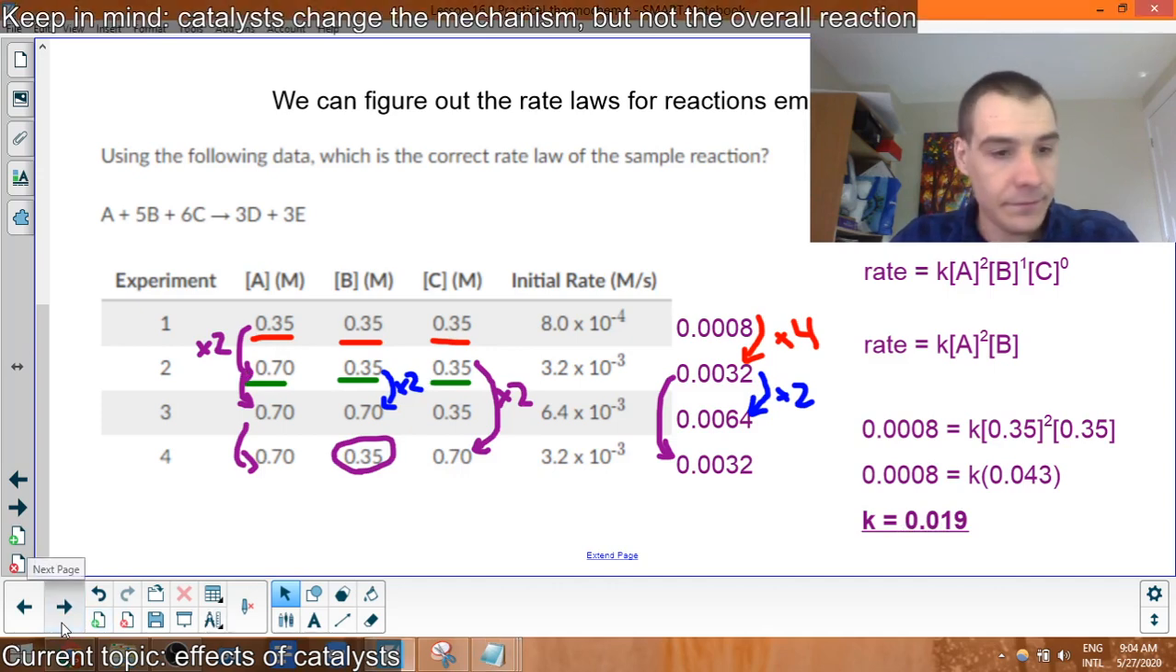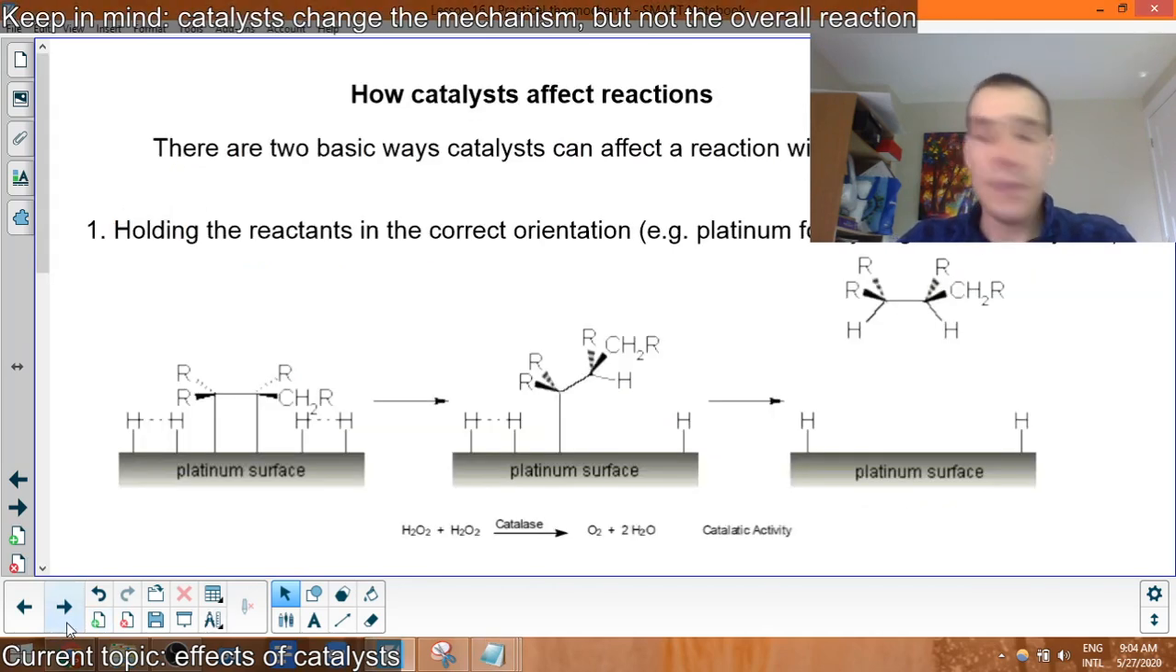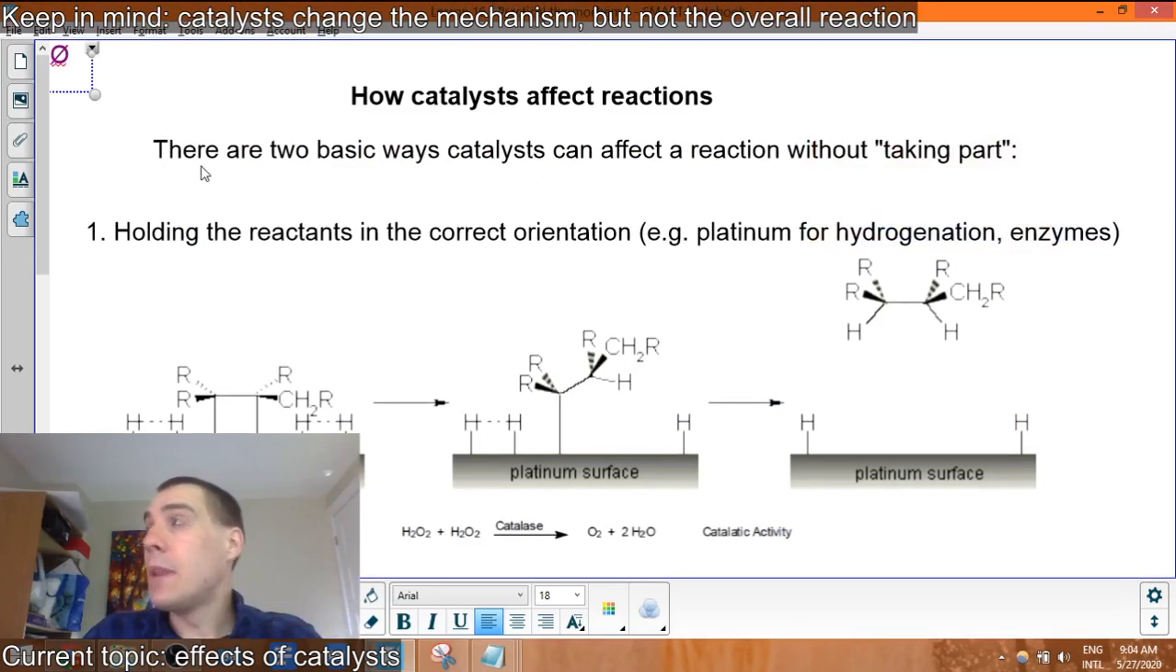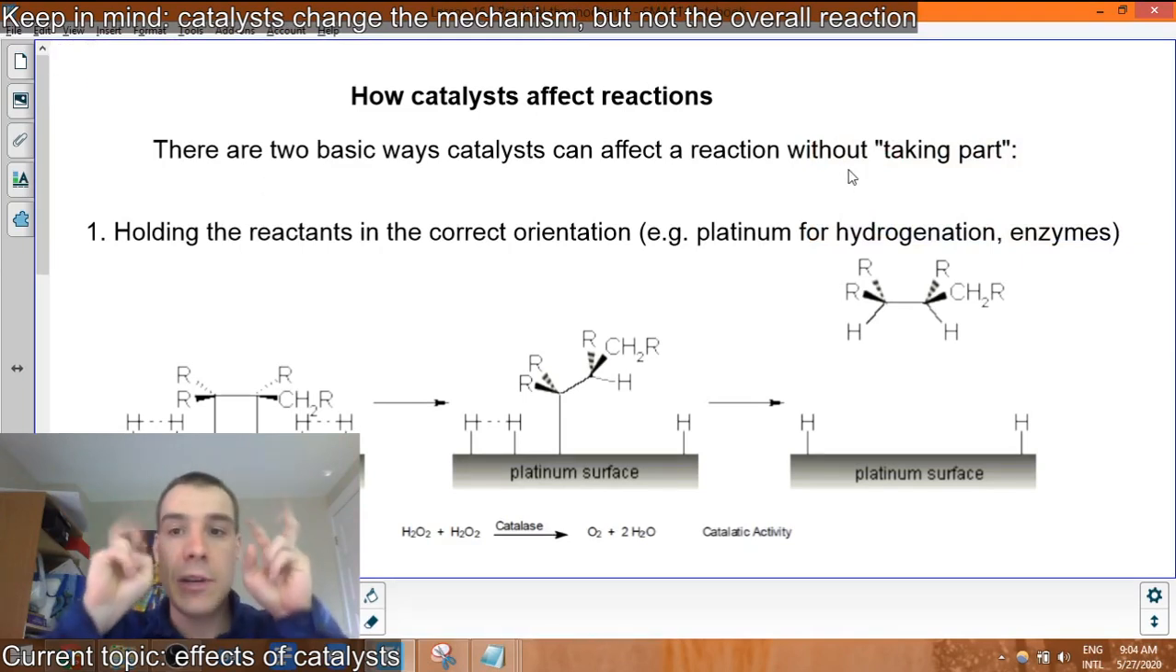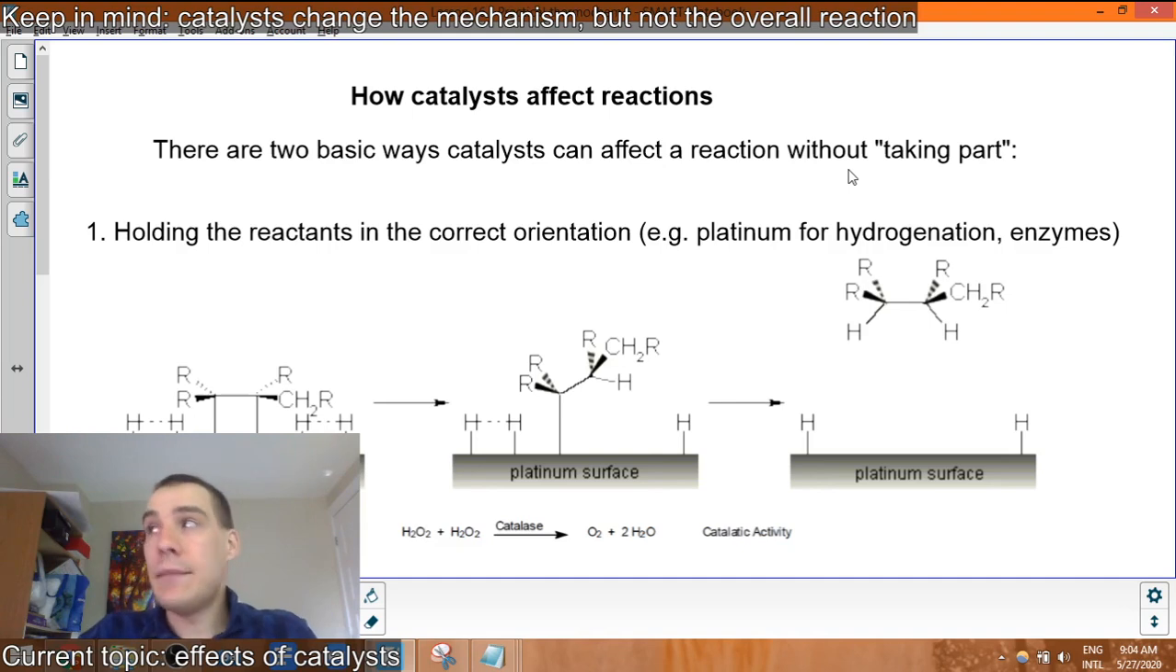Next up, catalysts. So how do catalysts affect reactions? The big thing is catalysts will change the mechanism, but they won't change the overall reaction. And I'm going to bring that down here. So there's two basic ways that a catalyst can affect a reaction without taking part in the reaction. The first is holding the reactants in the correct orientation.